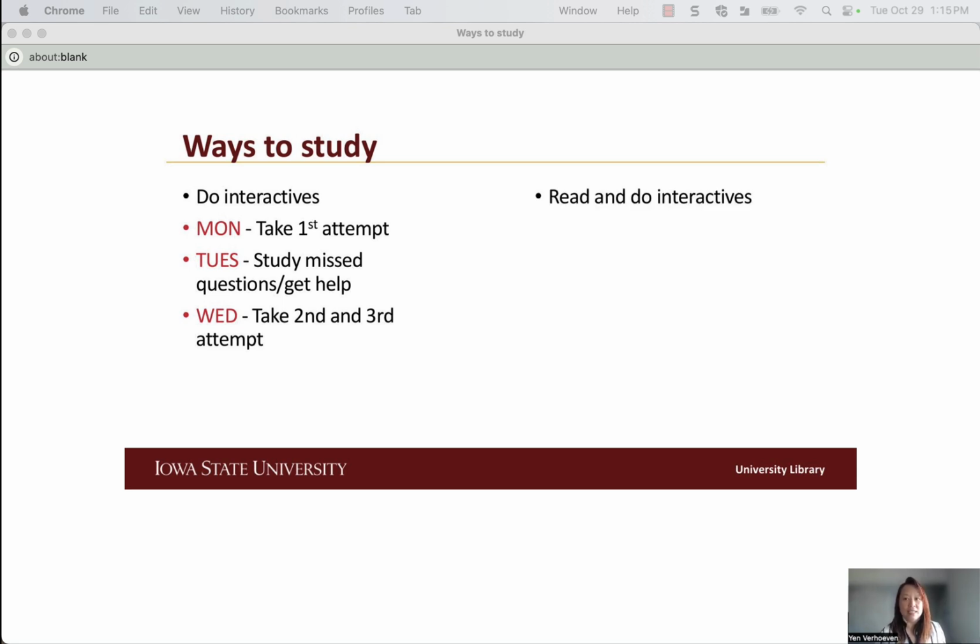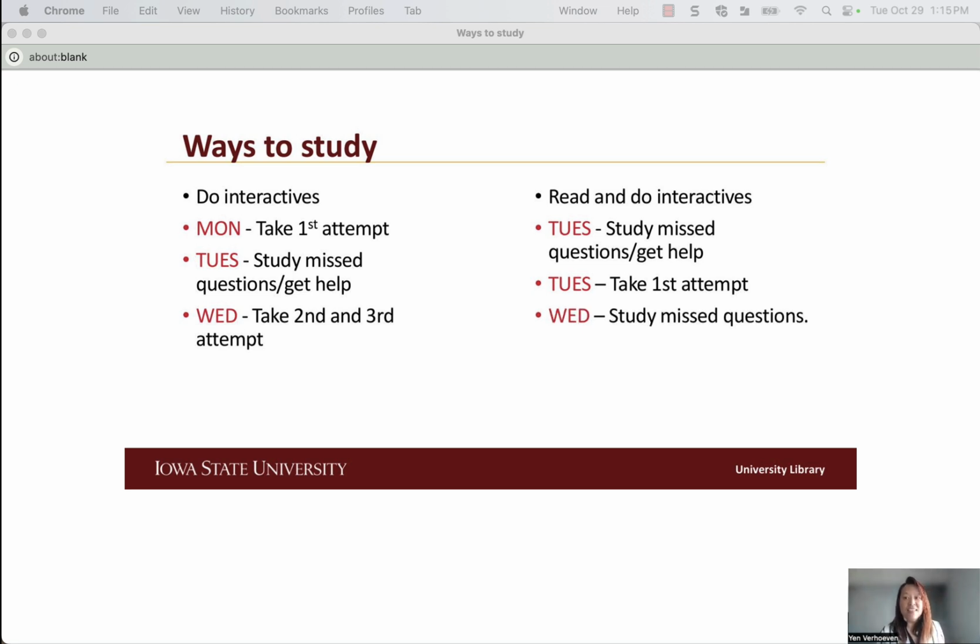The other way is read and do the interactives. Do both. Tuesday, study those missed questions. If you do your attempt, study the missed attempts on your interactives. Get the help you need. Come to the quiz review sessions. Ask those questions there. Tuesday, take your first attempt right after this review session so it's fresh in your head, okay? And then Wednesday, study those missed questions and take your second and third attempt, okay?